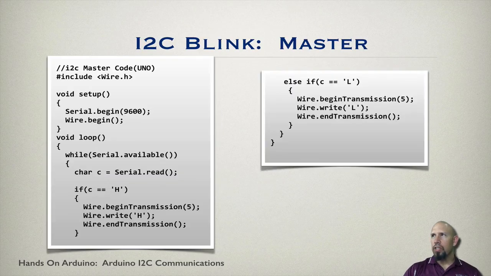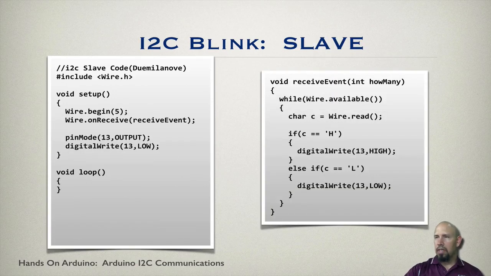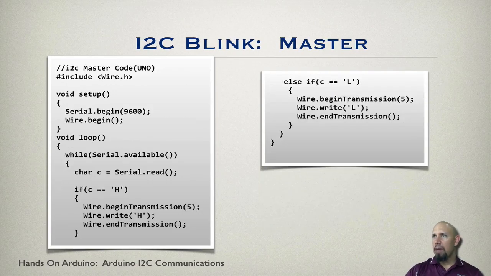Now what about the software? Each Arduino has its own program. We have a master program, and we have a slave program. Let's take a look at the master program. First thing we're going to do, and notice the master is on our Uno, we need to include the library Wire.h.